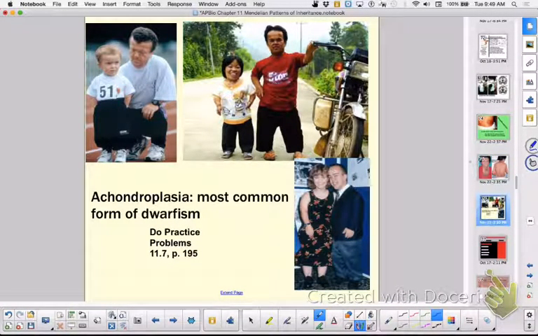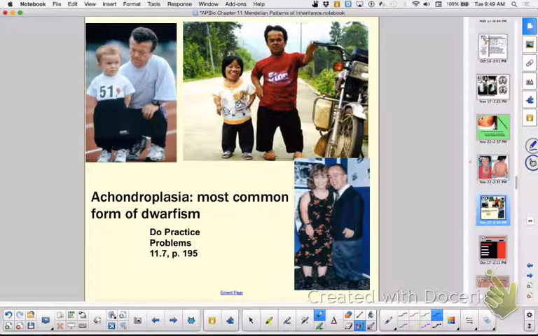Achondroplasia is the most common form of dwarfism, and that is an autosomal dominant disease. And two people who are carriers for the non-dwarfism, 1 in 4 of their children could be regular sized, even though they're two dwarf parents.